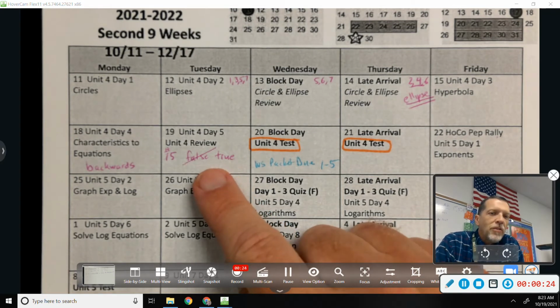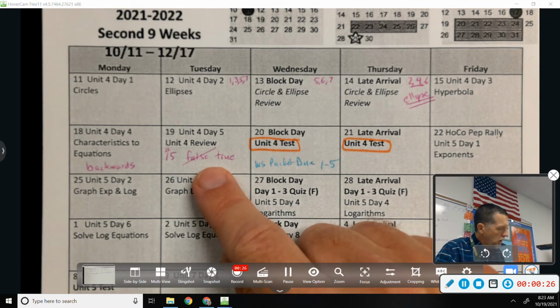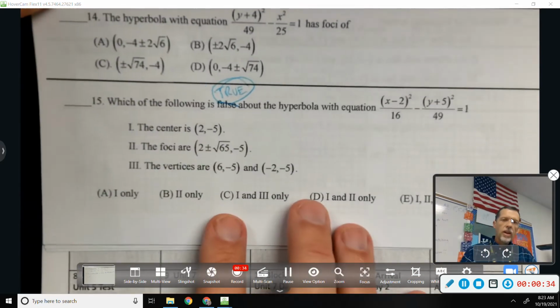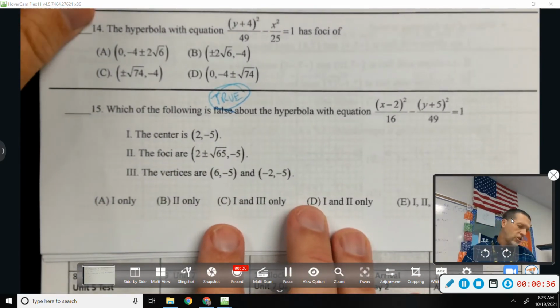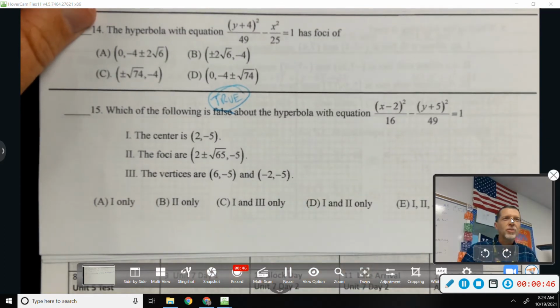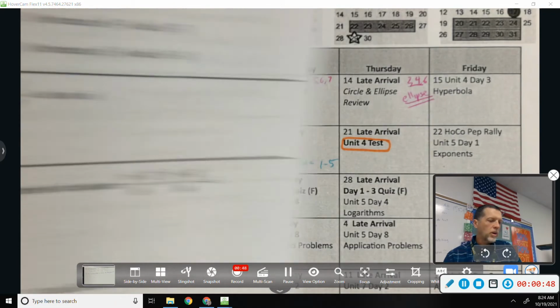Turn to number 15 on the review page. Number 15 on the review worksheet. And it should say, instead of which of the following is false, it should say which of the following is true. Oh, wow. So, I mean, if you've done the problem, you just kind of switch the answers, but you can make that change to make it work.